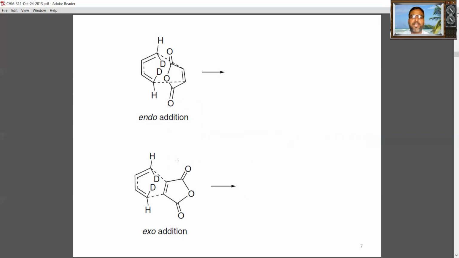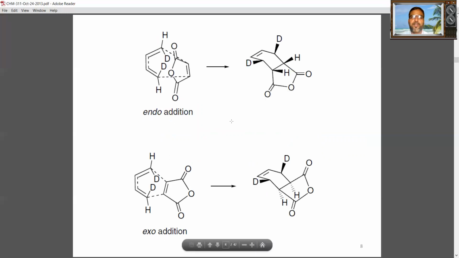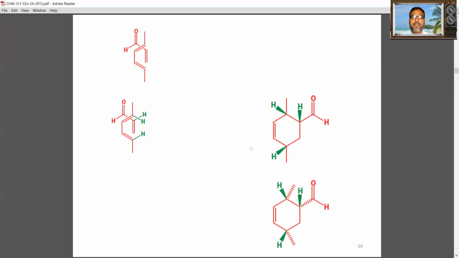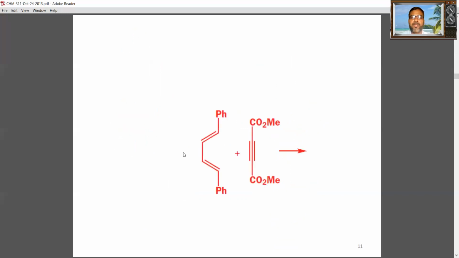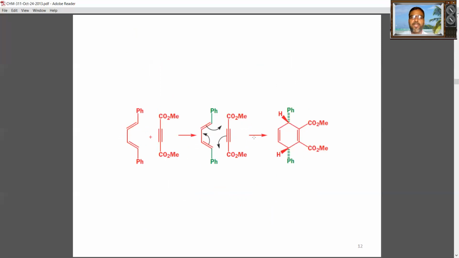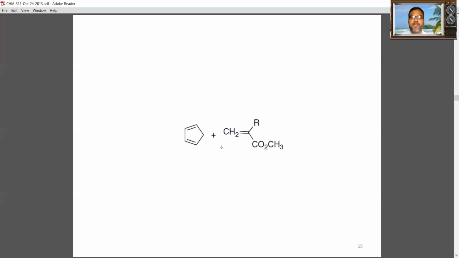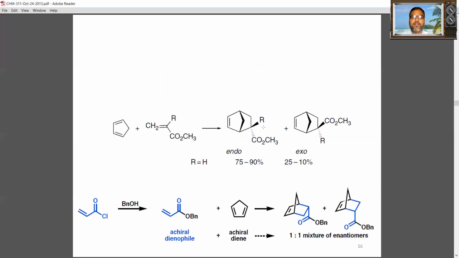You can see the endo additions and exo additions, and you can see the products. If you have the diene and the dienophile, you will get these two products. You can see the structure. This is your diene, this is your dienophile, so it gives this product. You have the diene and the dienophile, it gives this product. So it will give the two products, endo and exo.